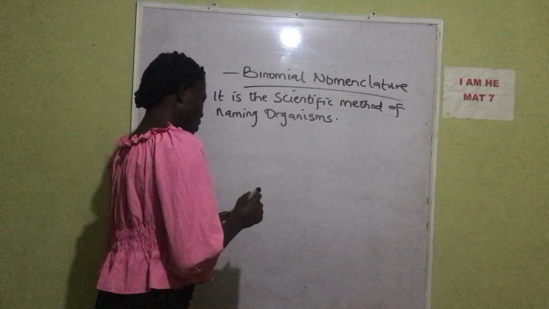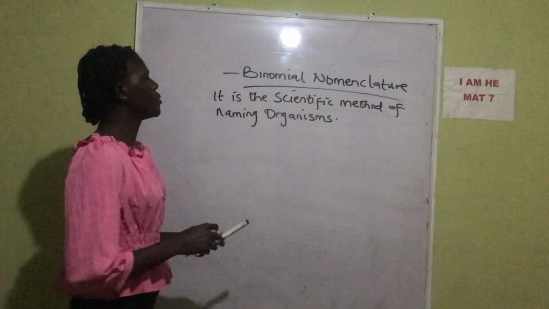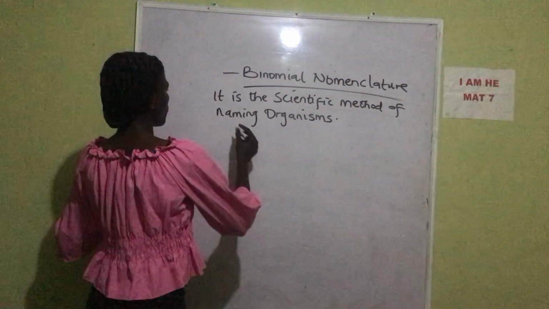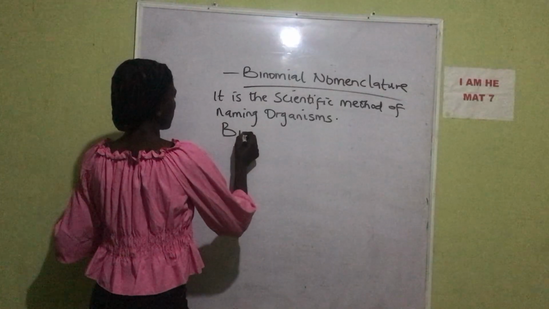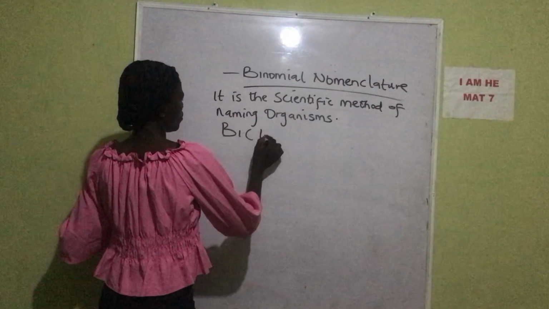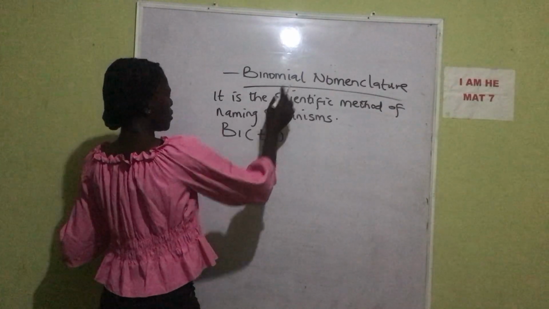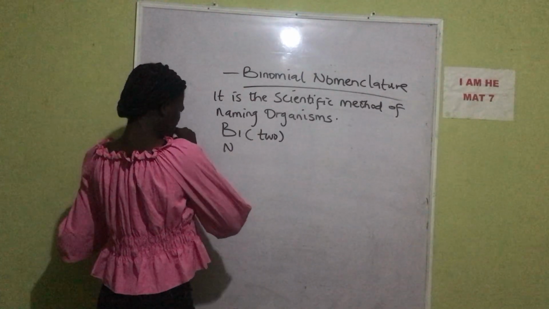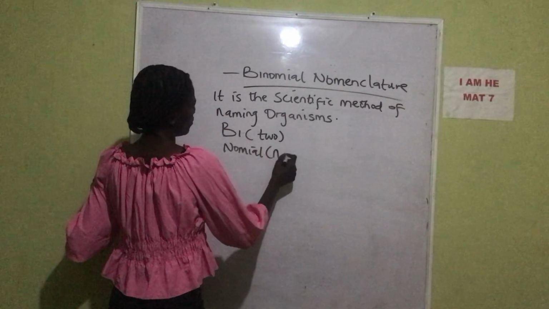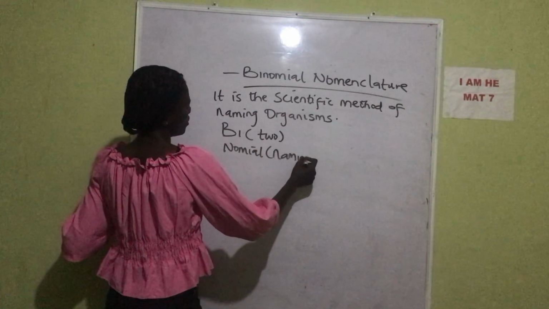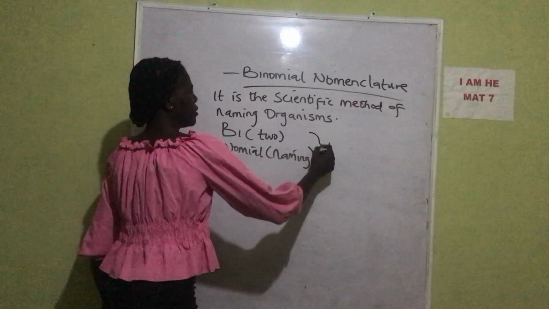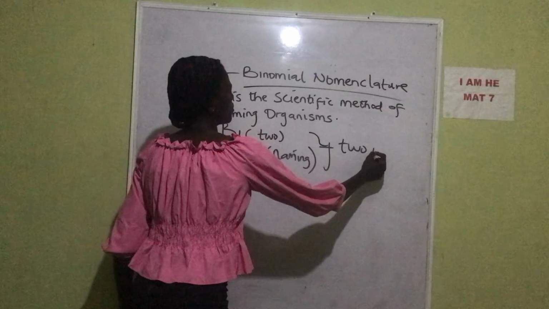Okay, it is the scientific method of naming organisms. The word binomial means two. Bi means two. Nomia means name, or naming. So it means the organisms have two names given to them.